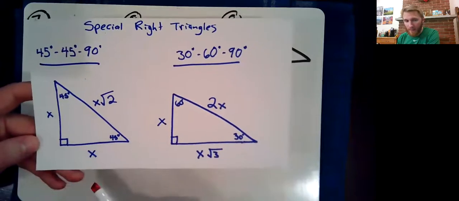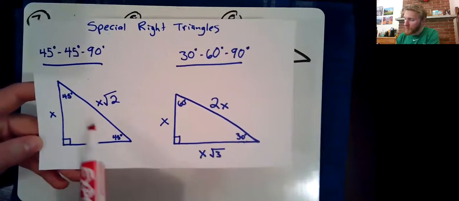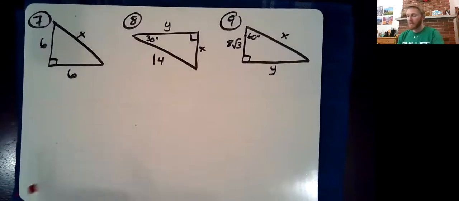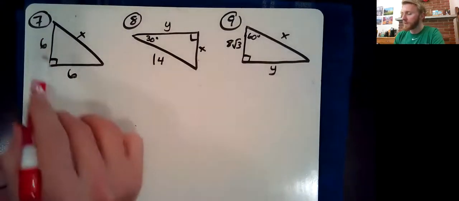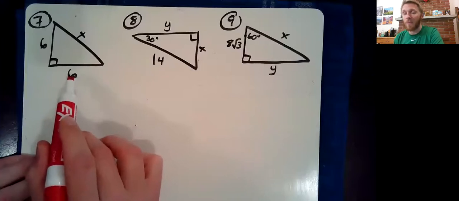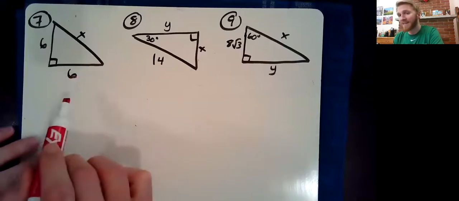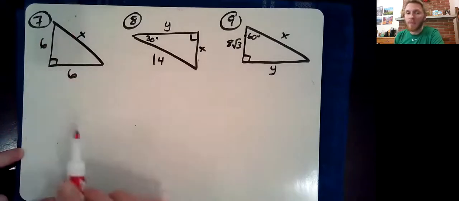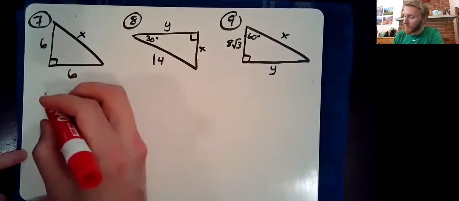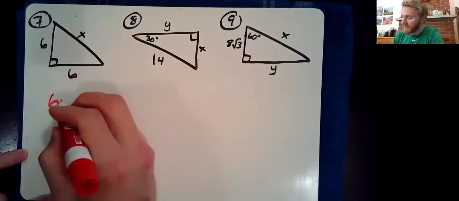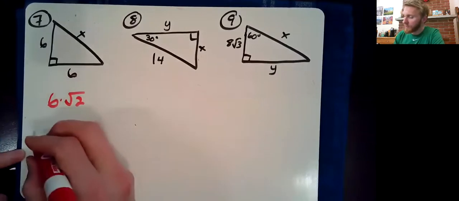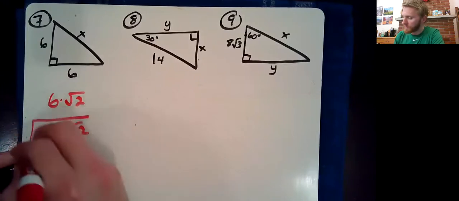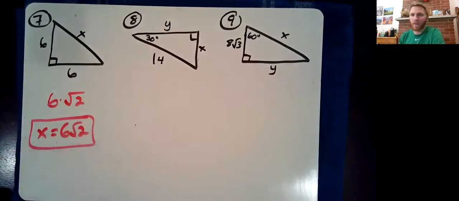Once you can identify them as one of these two special triangles, you can use the rule to solve triangles really quickly. Here are some examples. Number 7, the two legs are the exact same thing, so I know it's a 45-45-90 or a right isosceles triangle. When the two legs are the same thing, the hypotenuse is the leg times the square root of 2, which in this case is 6 times the square root of 2, which can't be simplified. It's just 6 root 2. That's your answer. Quick and easy one for that one.